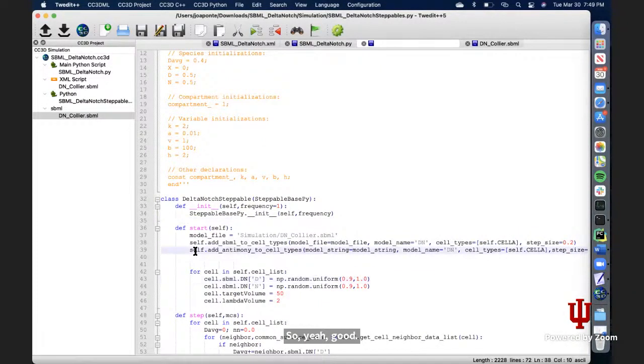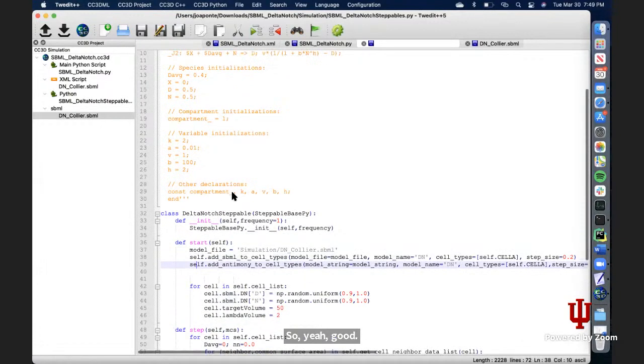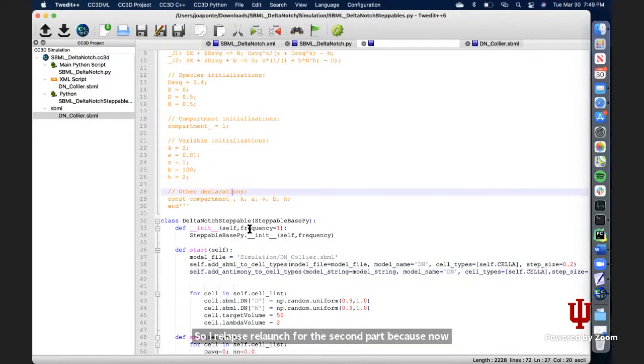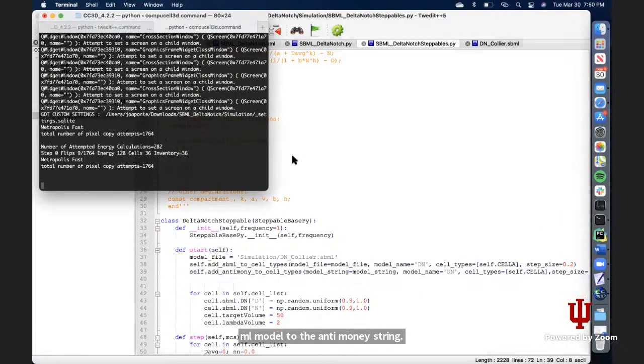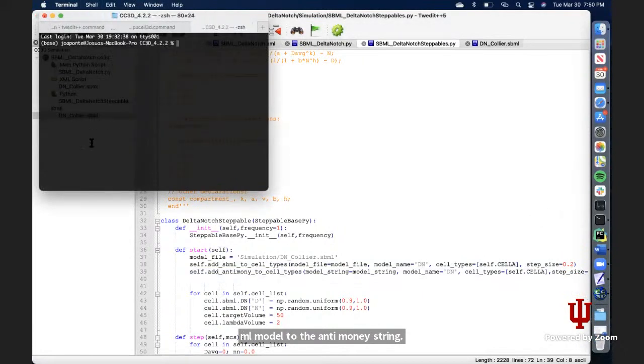So I relaunch for the second part, because now what I'm gonna do is show you how to go from the SBML model to the Antimony string. And for that, I use Jupyter. I'm gonna use it locally here, but you can also use the one that has Tellurium in NanoHub.